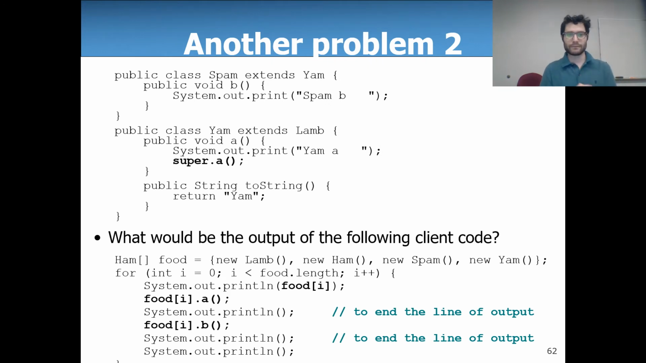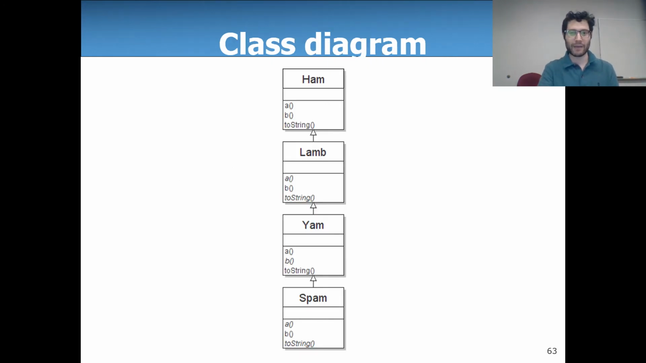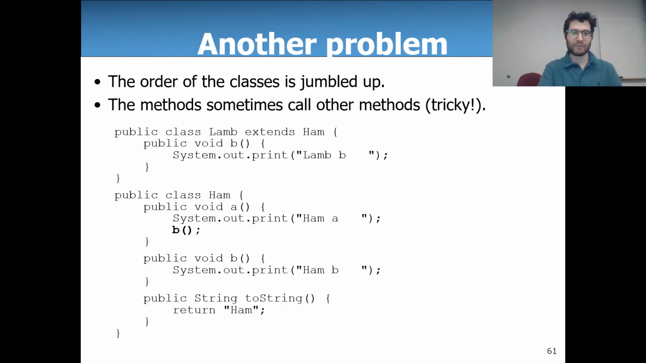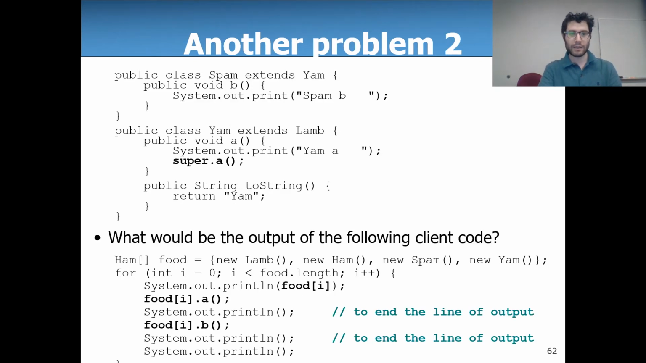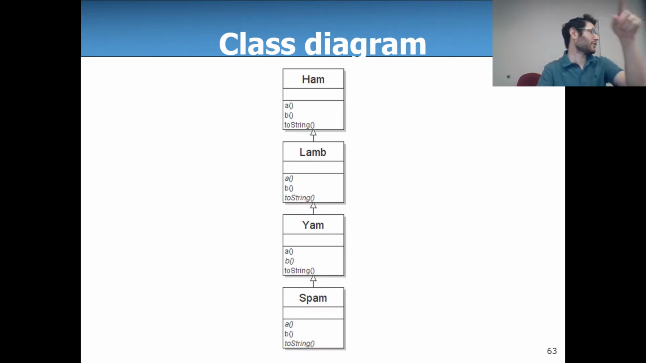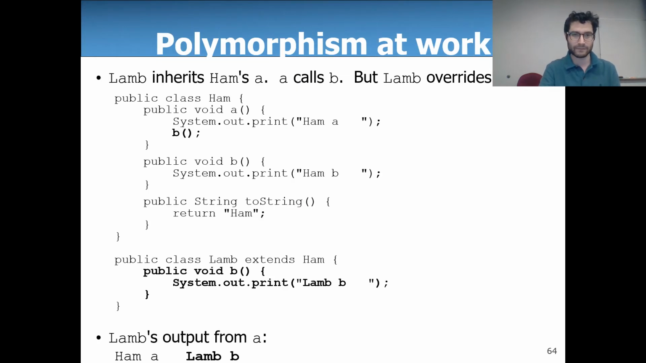So now we have to again diagram it. So we've got ham, lamb, and then yam extends lamb, and spam extends yam. So rather than having branches, it's just a straight line here, right? Ham is at the top, lamb extends that, yam extends that, spam extends that.